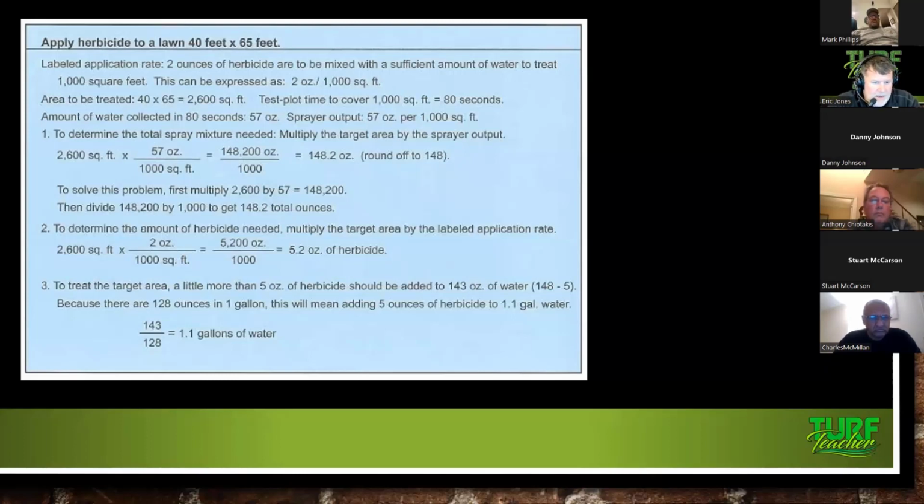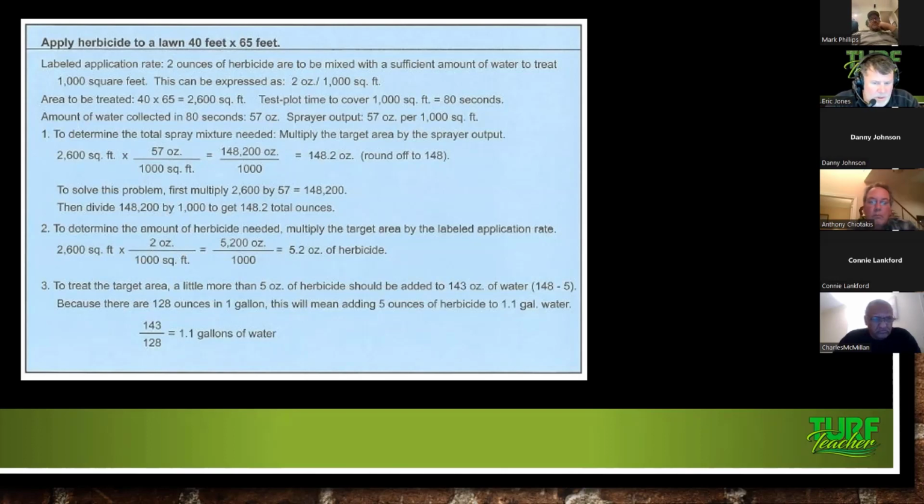So again, it's just explaining how to do it. Now, determine the amount of herbicide needed. Multiply the target area by the labeled application rate. 2,600 square feet times 2 ounces per 1,000 equals 5,200 ounces divided by 1,000. We need 5.2 ounces of herbicide. And so to treat the target area, a little more than 5 ounces of herbicide should be added to 143 ounces of water. Well, we just rounded off to 148.